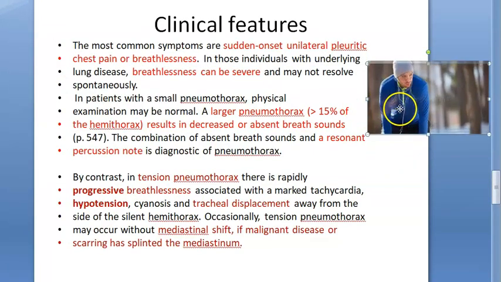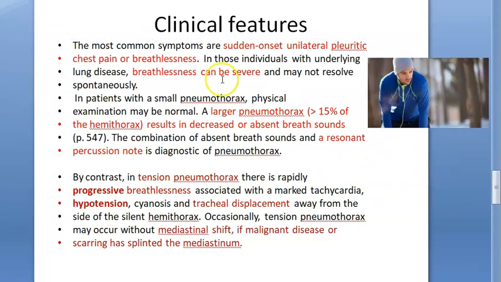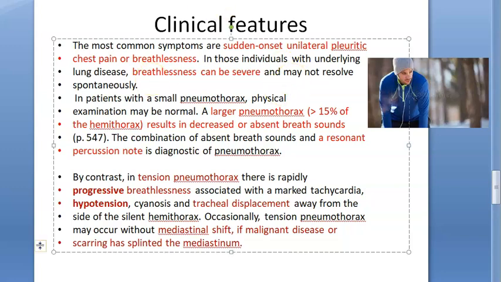What will be the clinical features? Mostly they will be male. Spontaneous is more in young age; the primary is in young age and the secondary can be in old age because of lung disease. Now coming to clinical features, sudden onset unilateral pleuritic chest pain or breathlessness. If they have lung disease, then the breathlessness can be severe, and this pneumothorax will not resolve spontaneously if they have underlying lung disease. If there is a large pneumothorax, he will have decreased or absent breath sounds.